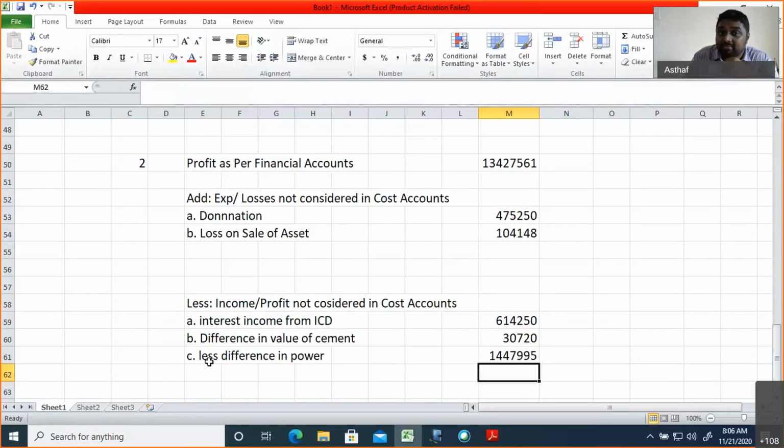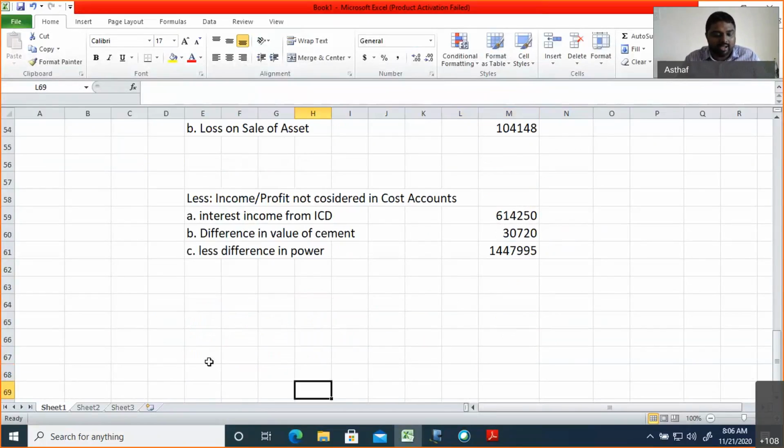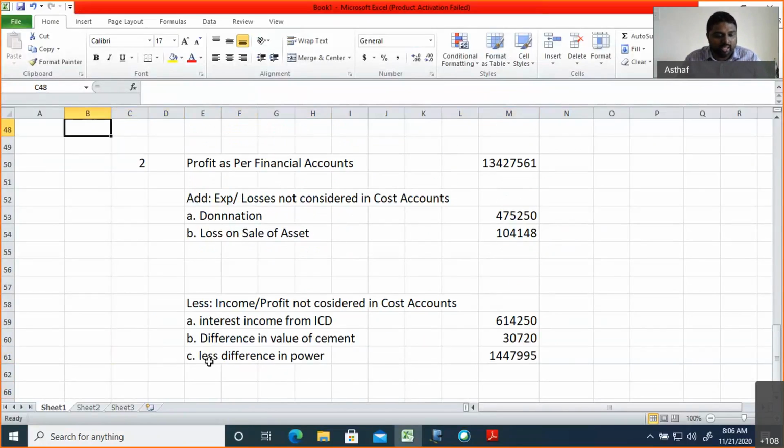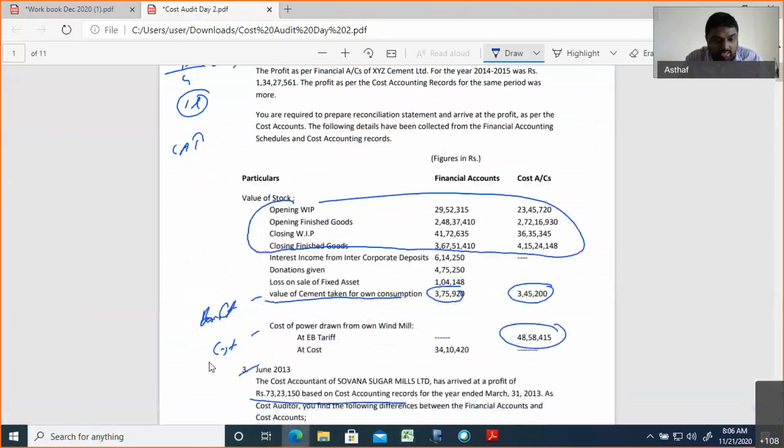So what is that item, my dears? Stock adjustment. What is the item, my dears? Stock adjustment. So I know you are ready. I am also ready. The stock adjustment. What is the stock adjustment?